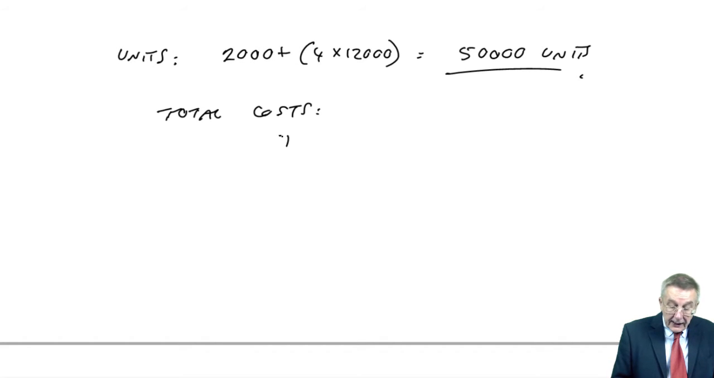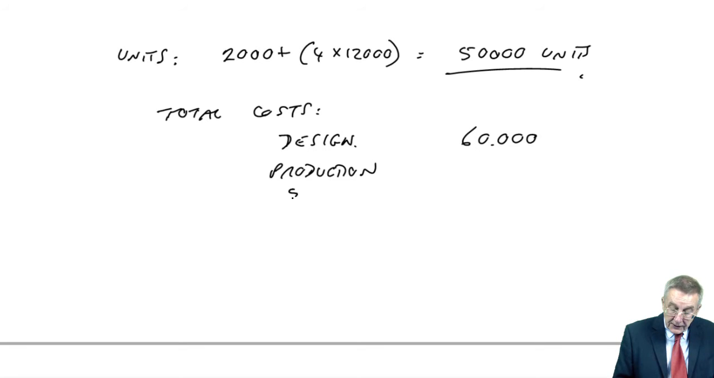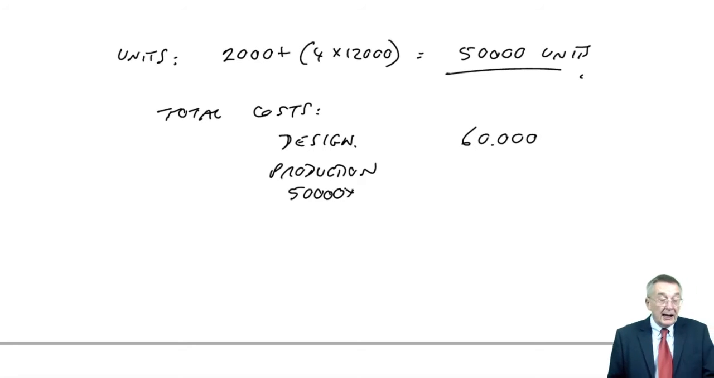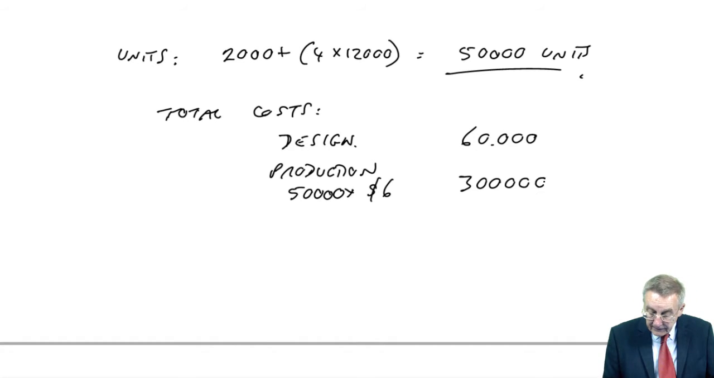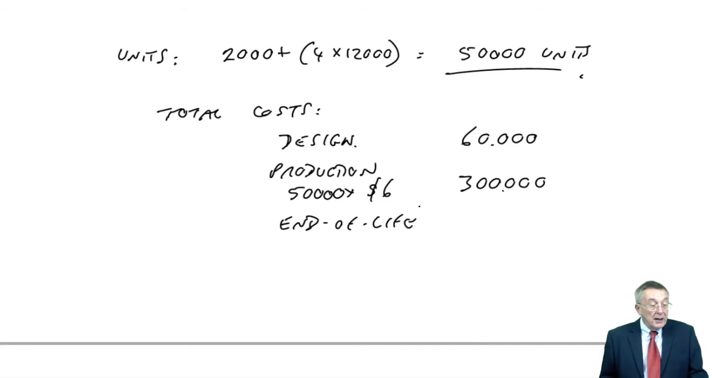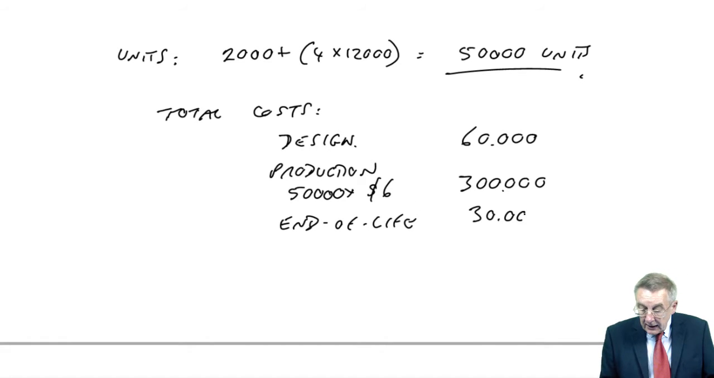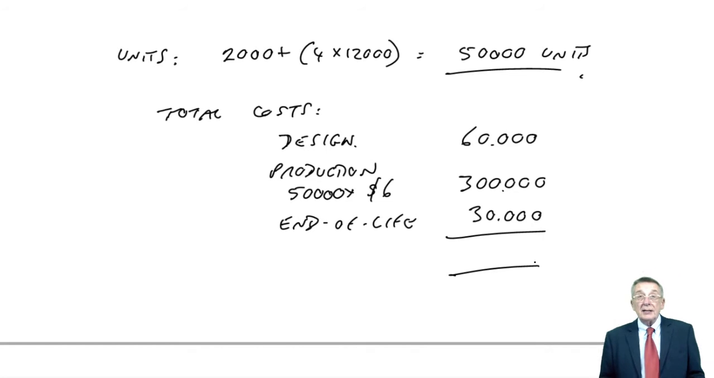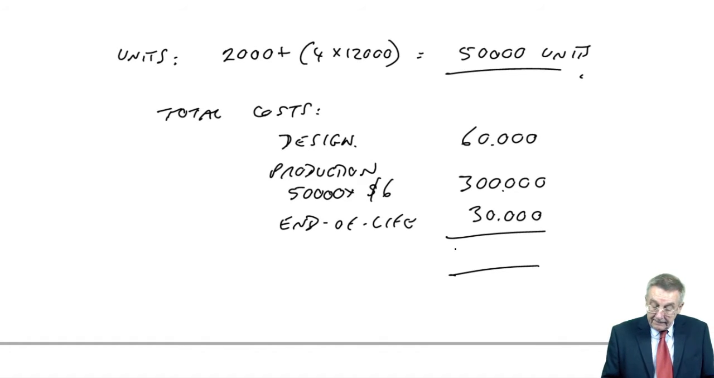I've got the design and development costs, which will be incurred at the very beginning, of 60,000. We've got production costs, manufacturing costs. It's 50,000 units over the life at a cost of $6 a unit, a total of 300. And we've got end of life costs. All right, we'll only pay these at the end of the 5 years, but that's going to cost us 30. So over the entire life of the product, we expect it's going to cost us 390,000.